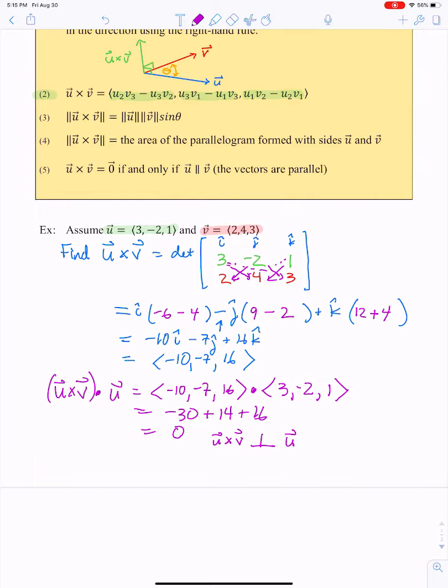In the next video, we will look at some properties of the cross product in terms of areas and magnitudes and things like that.